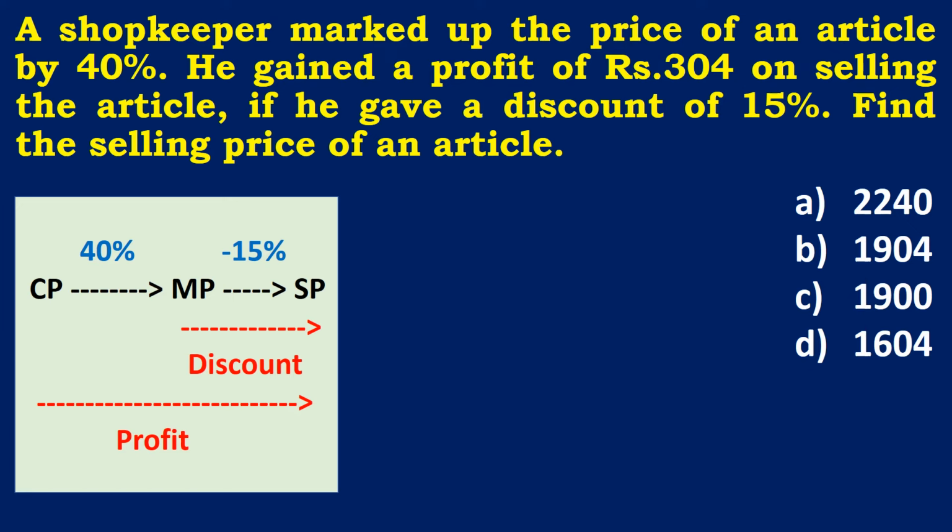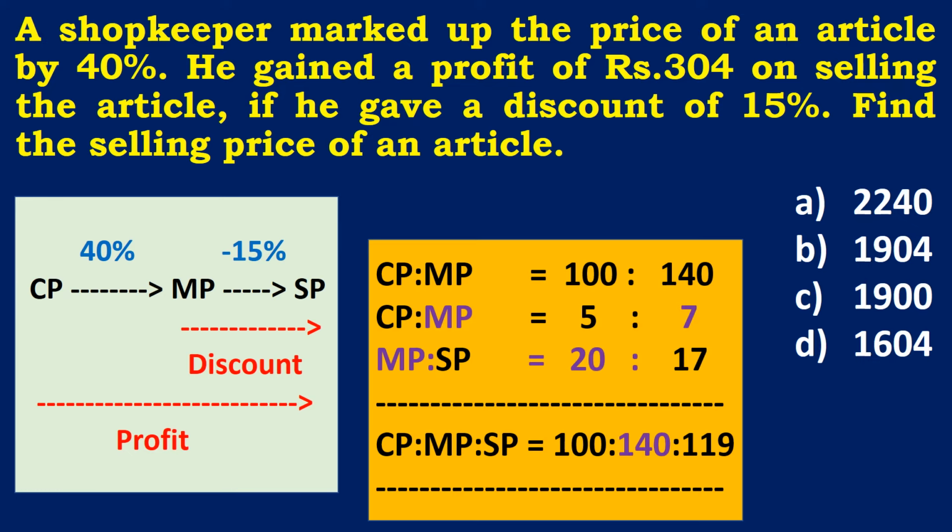A shopkeeper marked up the price of an article by 40%. He gained a profit of Rs 304 on selling the article if he gave a discount of 15%. Find the selling price of the article. The cost price is 100. A shopkeeper marked up the price of an article by 40%. Then the marked price is 140. When we divide by 20, we get the cost price is 5 and the marked price is 7.